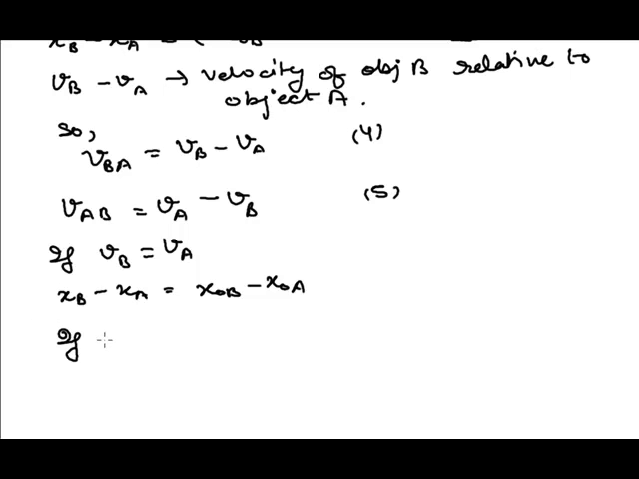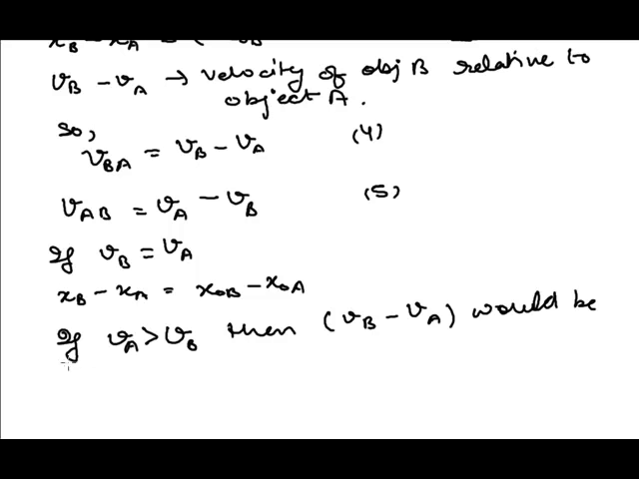Now, if VA is greater than VB, then VB minus VA would be negative. So, for negative VB minus VA, the distance between the two objects will go on decreasing by an amount VA minus VB after each unit of time, and after some time they will meet, and then object A will overtake object B.